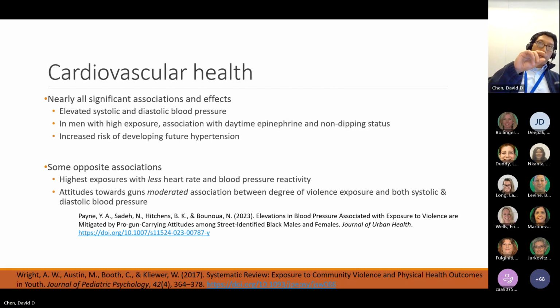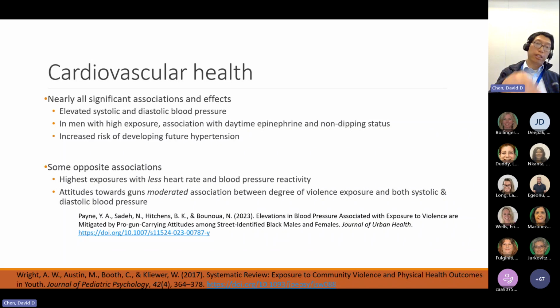And drilling down into this, the causal pathway seems more and more clear. In some studies looking specifically at men who have high exposure, and we do know that firearm violence tends to affect men more than women, there was an association with daytime epinephrine and non-dipping status, meaning more persistently elevated blood pressures over time, and increased risk of developing future hypertension. That said, there are some differences in observations here. Some studies noted that the people with the highest amount of exposure may have actually had less heart rate and blood pressure reactivity.